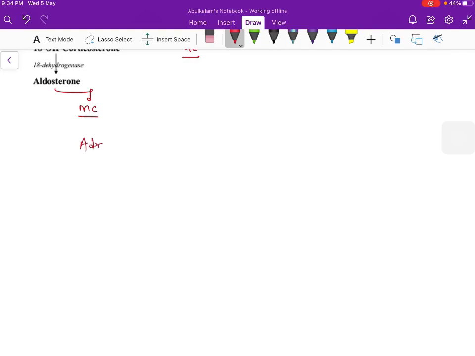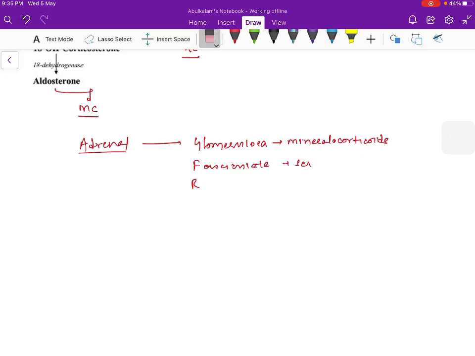As you know, the adrenal has three layers, which is commonly remembered as GFR. G is for glomerulosa, which secretes the mineralocorticoids. Next is fasciculata, which secretes the glucocorticoids. And third is the reticularis, which is responsible for secretion of the sex steroids, right?